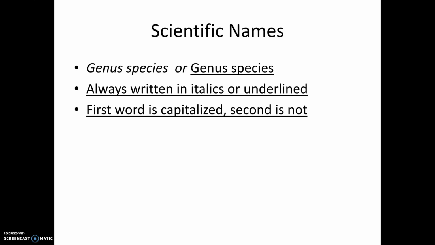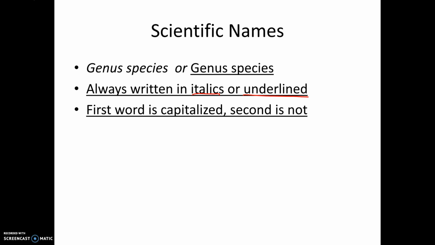How we would write those is we would either italicize or underline these words. Each time we're putting a name, say we're thinking of a cat, we would put its genus, which is Felis, and its species, which is catus. The first letter of our genus is going to be capitalized, and then we're going to have a lowercase species. So genus, species, either italicized or underlined. Remember, the first word is capitalized, our second word is not.